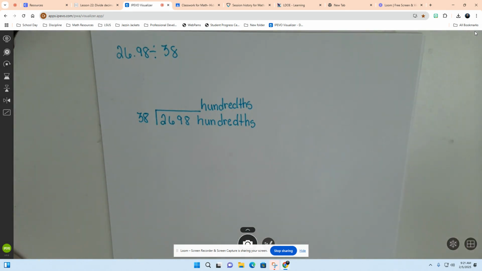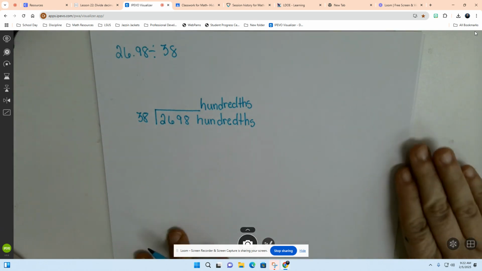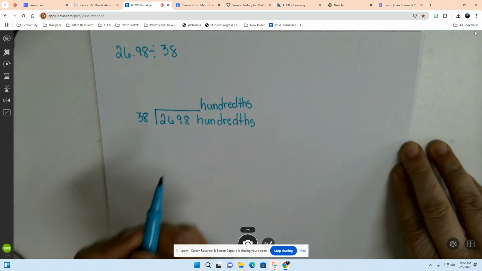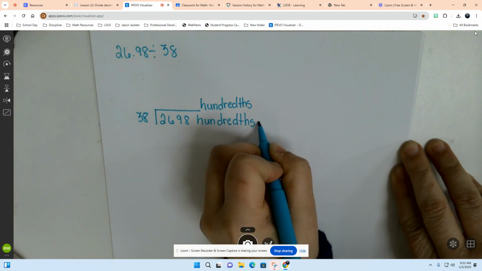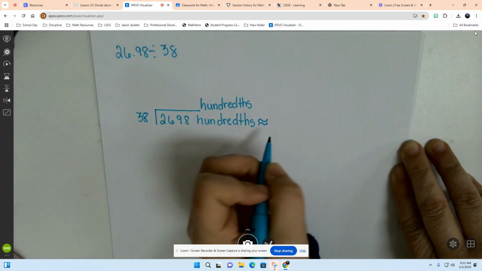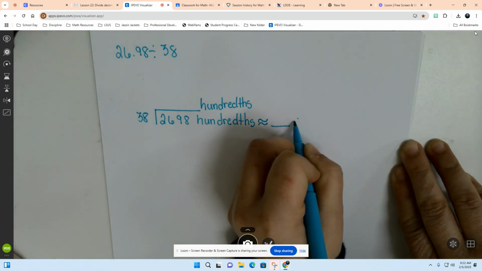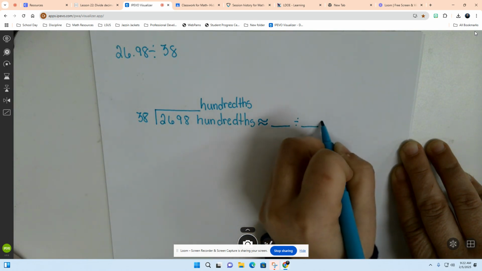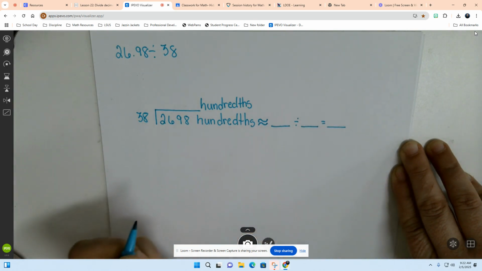Long division already looks a little bit scary on its own. And then when you throw in a decimal, it can be even scarier. So let's get rid of the decimal for now and just focus on the division itself. Anytime you're doing long division, start by estimating. So I'm going to put my little wiggly lines and I'm going to write blank divided by blank equals blank, like this.